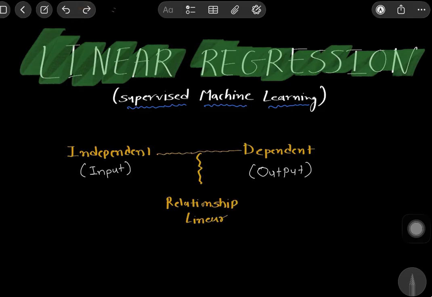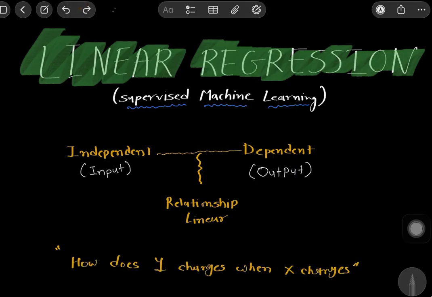So the relationship between these two, the independent and dependent variable, is linear, meaning that whenever I make any increment in the independent variable or my input data, the output data or the dependent variable will also increase. And if I make any decrement in my input data, the output data will also have a decrement. So this is the linear relationship.